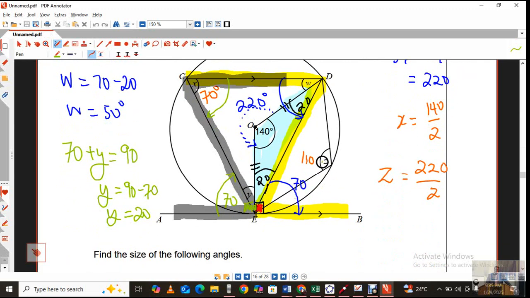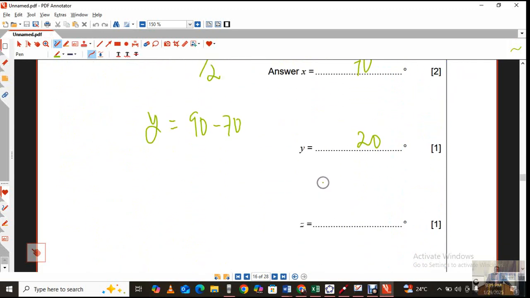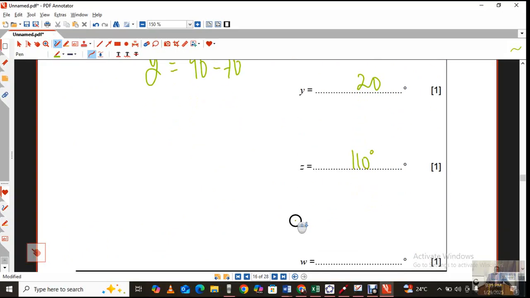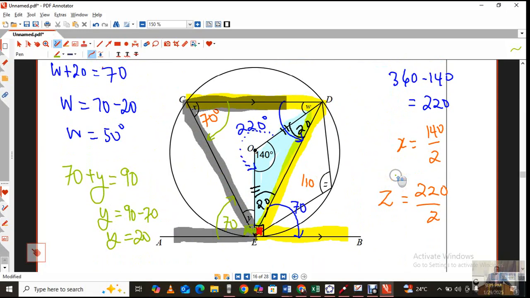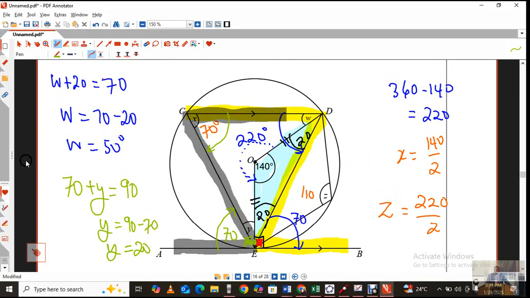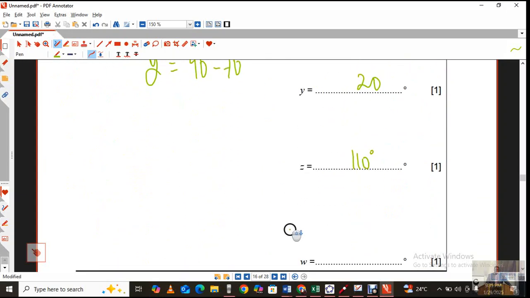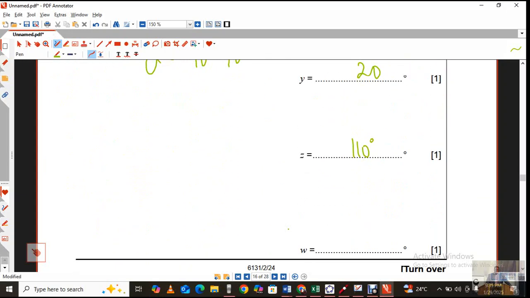I said my Z was 110. So Z, 110 degrees for 1 mark. Then the last one was W, and W is the one that we said is 50 degrees. That W over there, the one that I calculated there. Can you see that? All right, so W is 50 degrees. So I get those answers by working on my diagram.